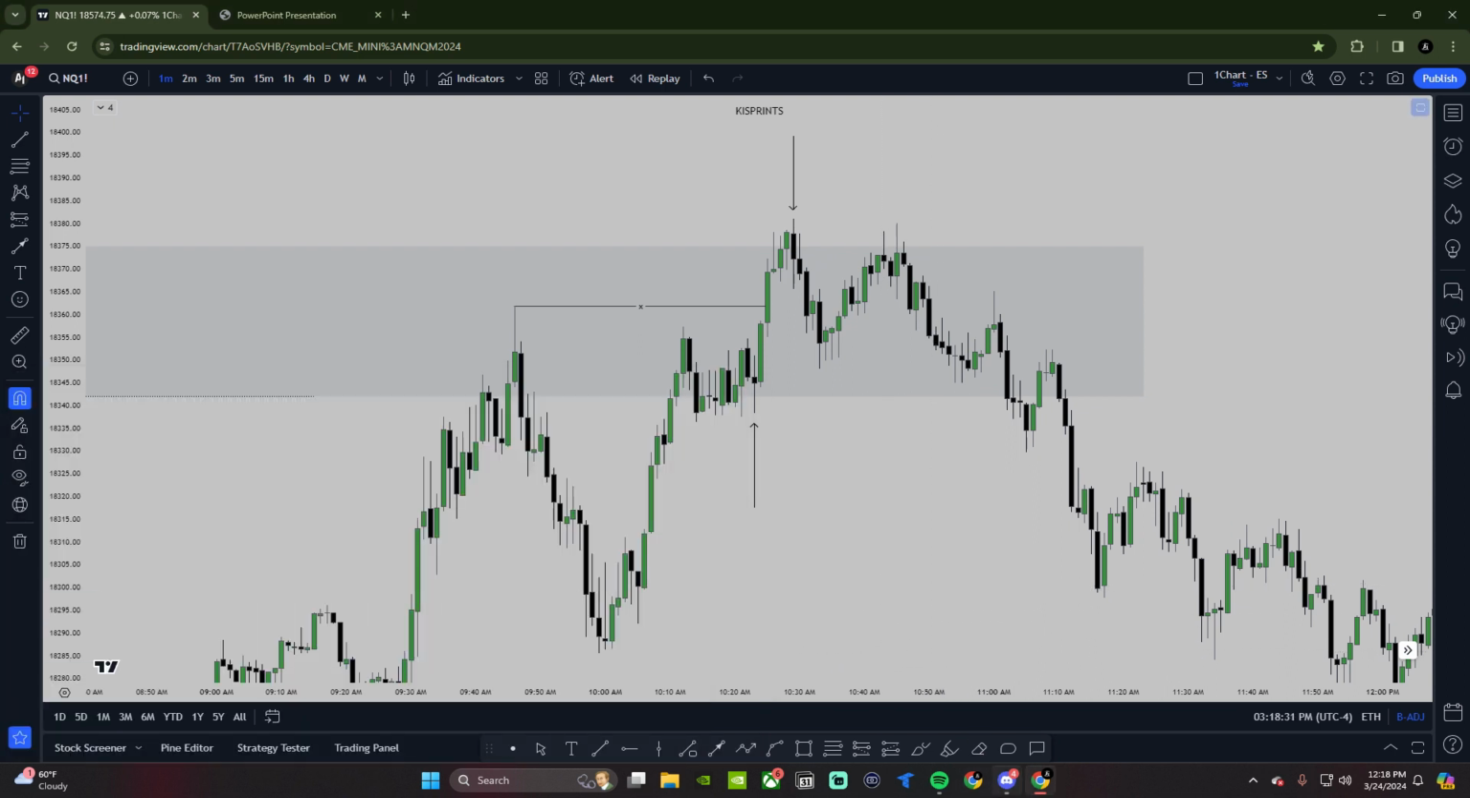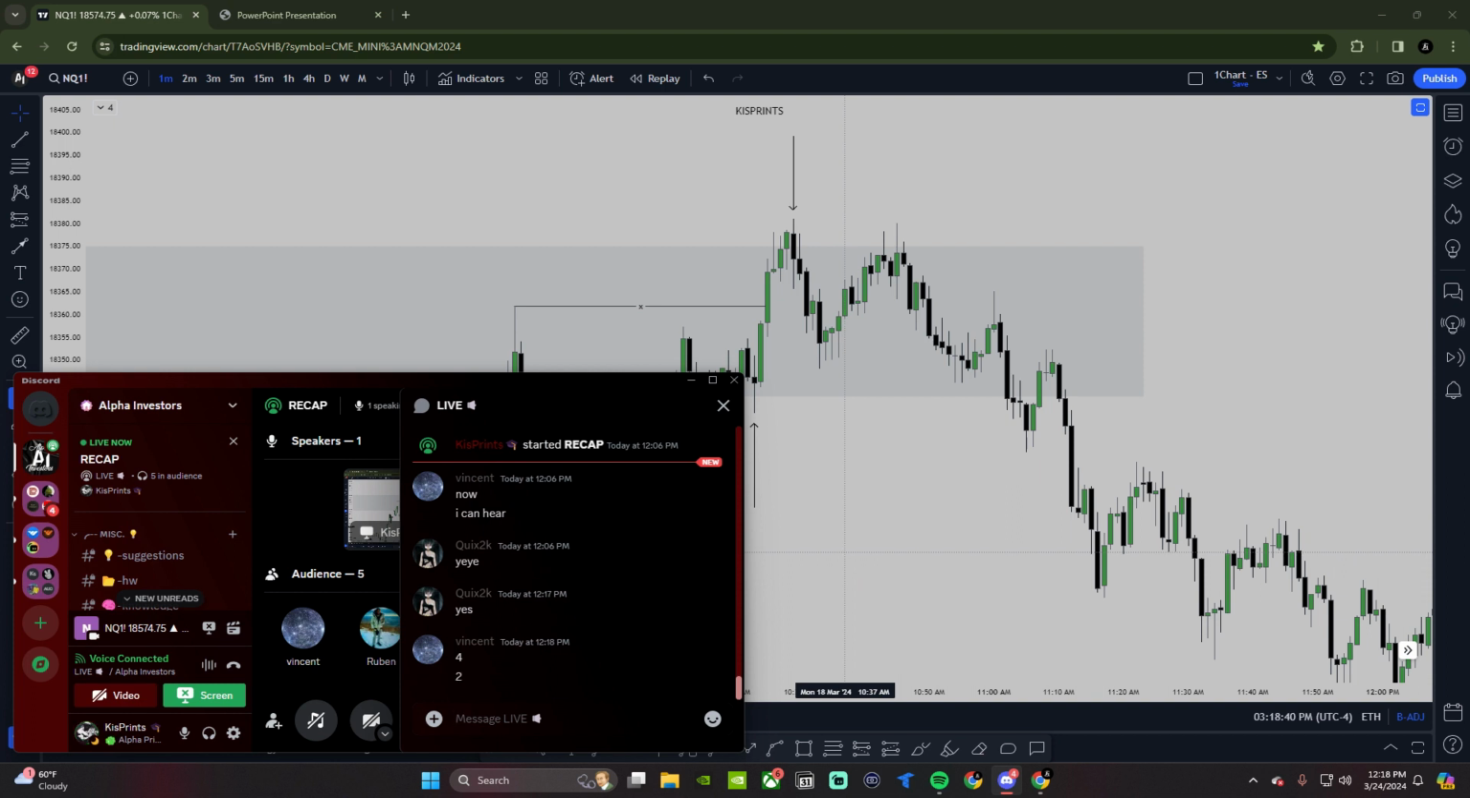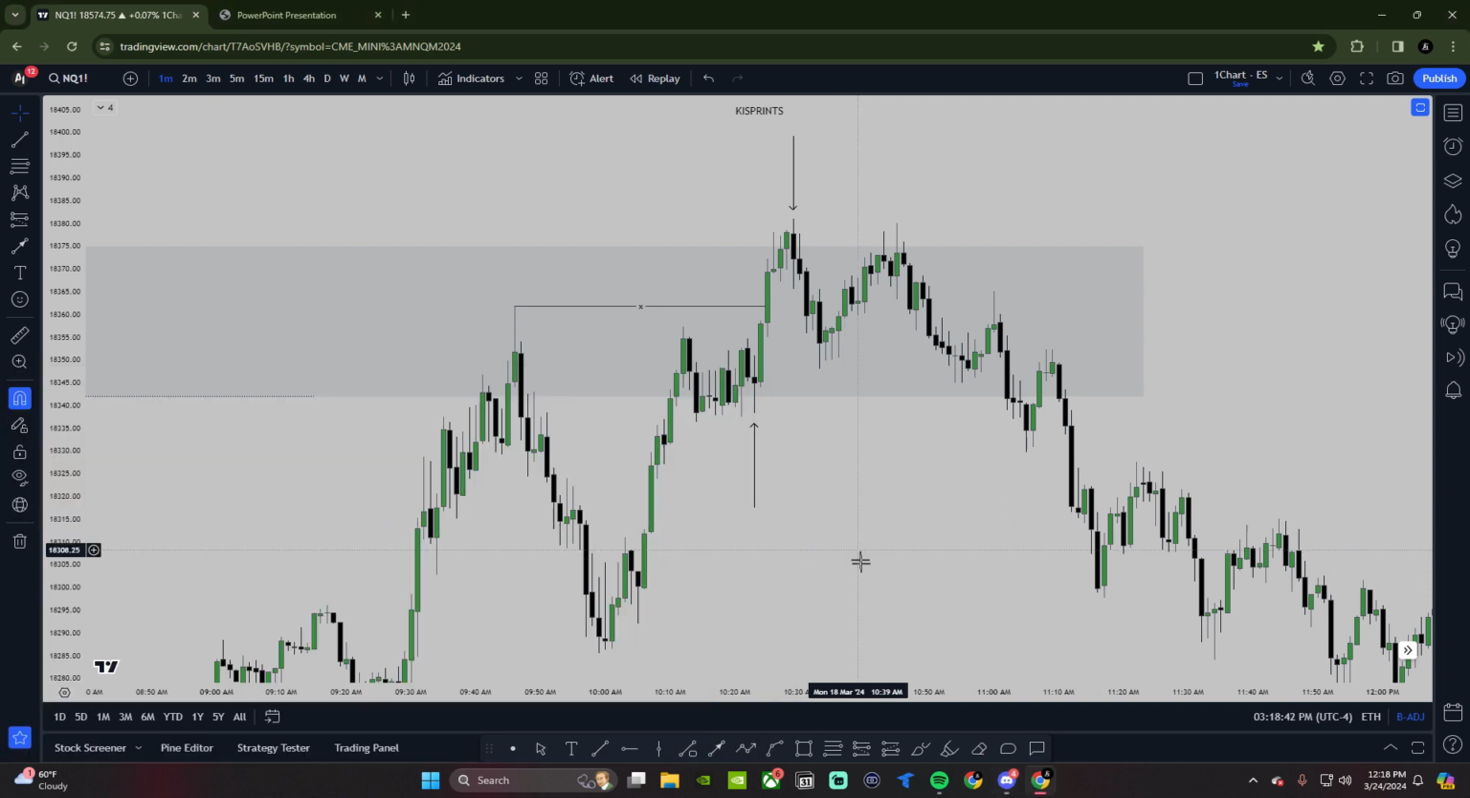And that's one liquidity sweep leg. How many imbalances? How many fair value gaps? 4? Not quite. 2. Yeah, we have 2 imbalances. So we have one right here, and then we have one right here.